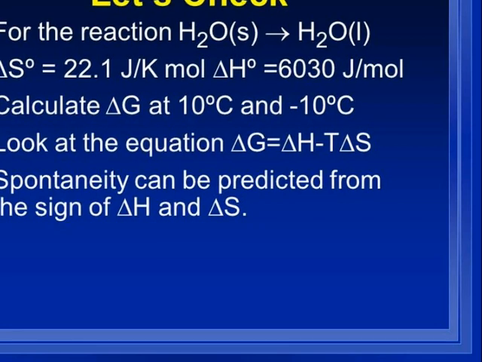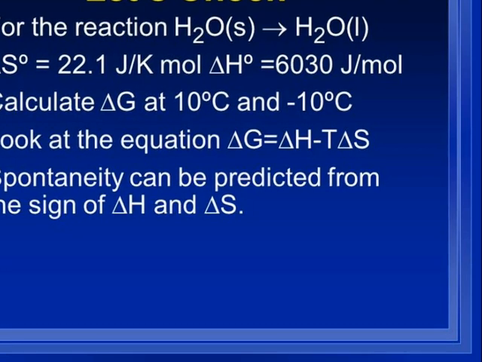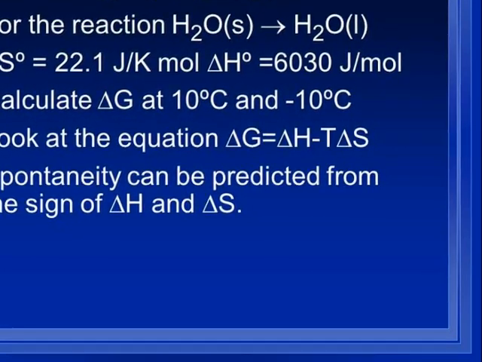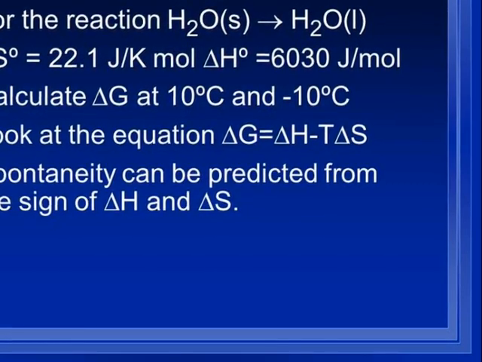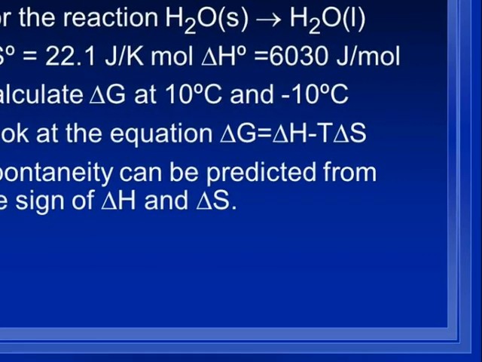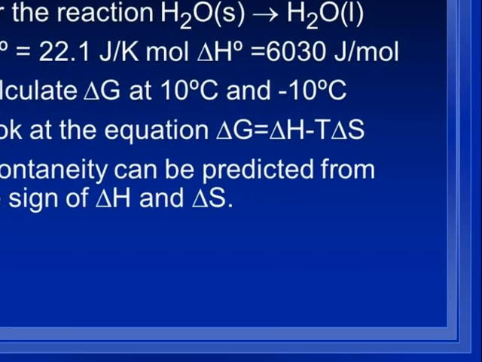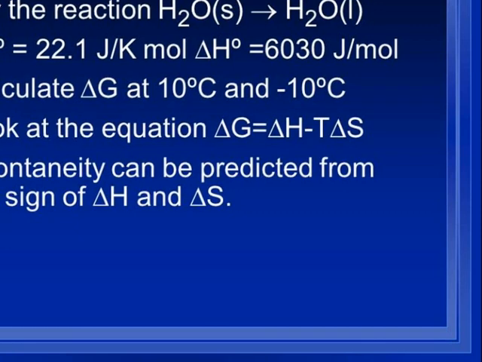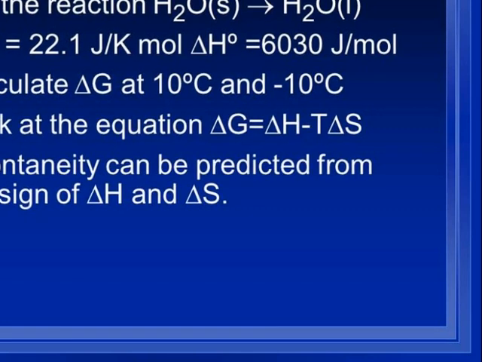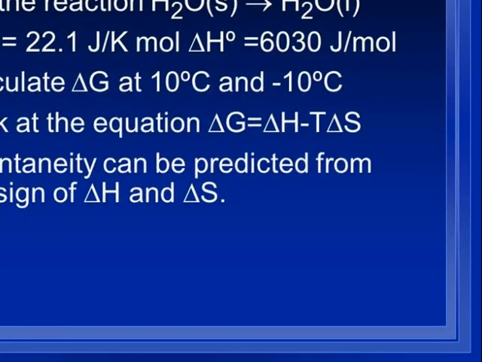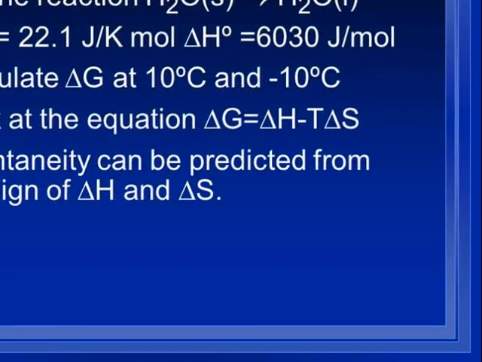Now if we take it to negative 10 degrees Celsius, so we'll clear the calculators, and again we take the same delta H, 6030, minus the temperature, this time we'll use 263 because it's negative 10, so 263 Kelvin times the delta S naught of 22.1. We end up with positive 217.7. Positive delta G means it's not spontaneous. It's only spontaneous in the reverse direction. So this makes sense to us. At positive 10 degrees, solid to liquid is spontaneous. At negative 10 degrees, the reverse is spontaneous, and the delta G calculations show us that.